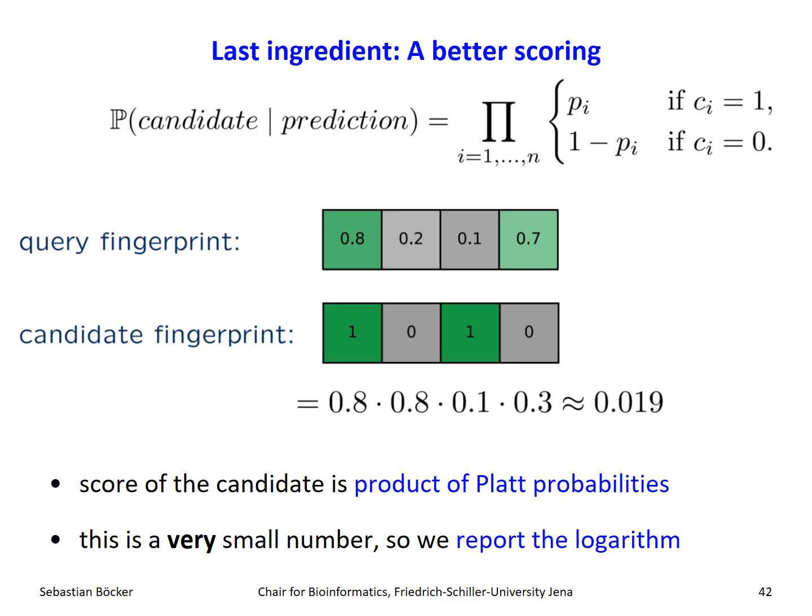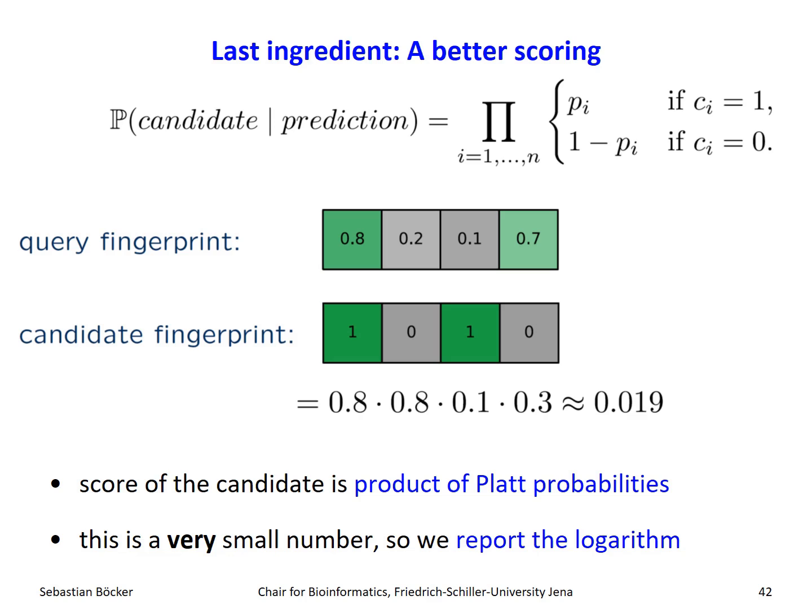Now, how can we use these posterior probability estimates to make a better scoring? Because that's our last ingredient. So far, we assumed that our predicted fingerprint was ones and zeros. But now we have these wonderful posterior probability estimates. And what we can do is simply compute the posterior probability of the complete candidate, assuming independence, which, by the way, is wrong. And so we must be careful in the next slide when we interpret what comes out of that.